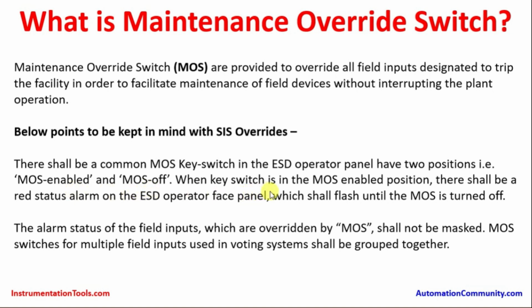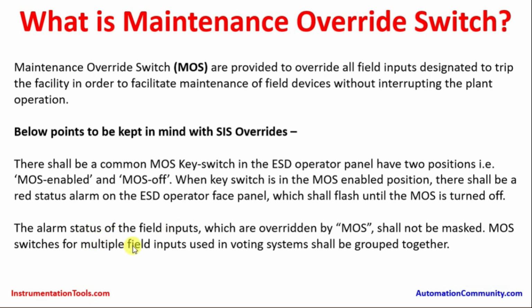When the key switch is in the MOS enabled position, there shall be a red status alarm in the ESD operator panel, which shall flash until the MOS is turned off. The MOS should be in the off position, meaning it need not be operated unless critically required. So whenever it goes into the enabled status, there will be an alarm to remind the operator that a MOS override has been done. So it will always alert the operators so that they keep in mind to restore it back as soon as the work is completed.